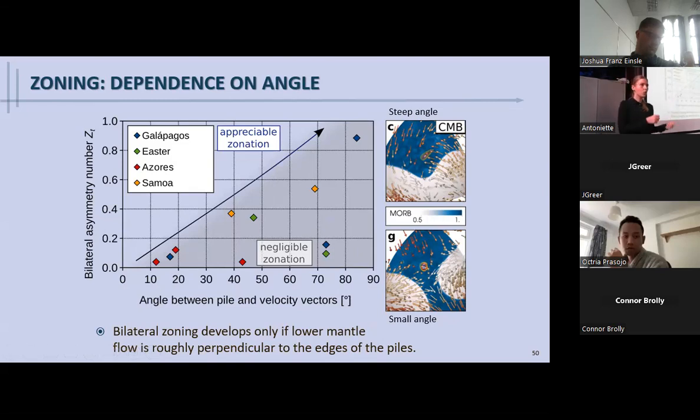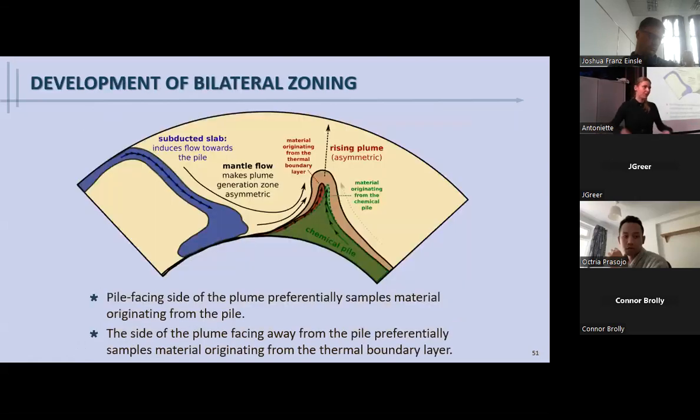And again, we can see we only get asymmetric plumes for the right part of the diagram. So only if we have a large angle, if the subducted material is flowing towards the pile and not along the pile. Our interpretation is that we get these asymmetric plumes if we have subducted slabs that go down into the mantle. If they push material against our reservoirs, they make the plume generation zone asymmetric. Then as the plume rises, it can entrain part of the material from the thermal boundary layer on top of the core-mantle boundary over here. And on the other side, it would entrain some material from the chemical reservoir.